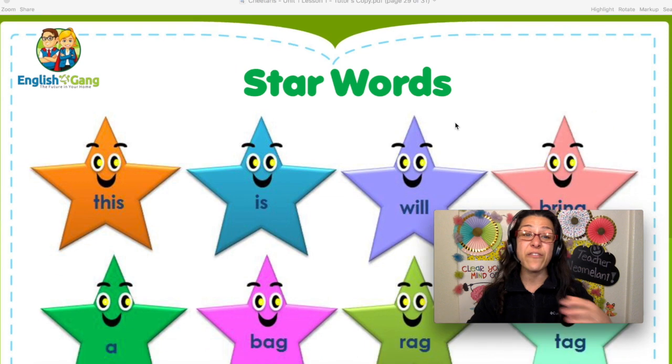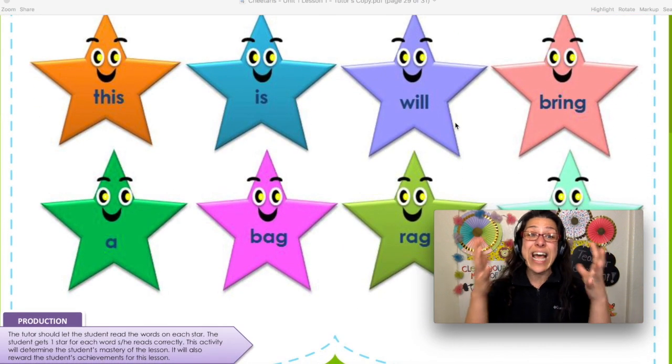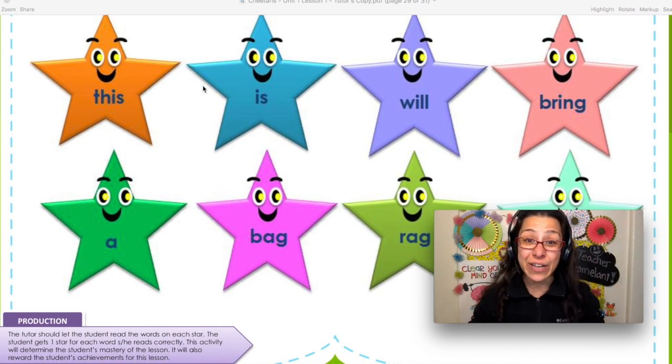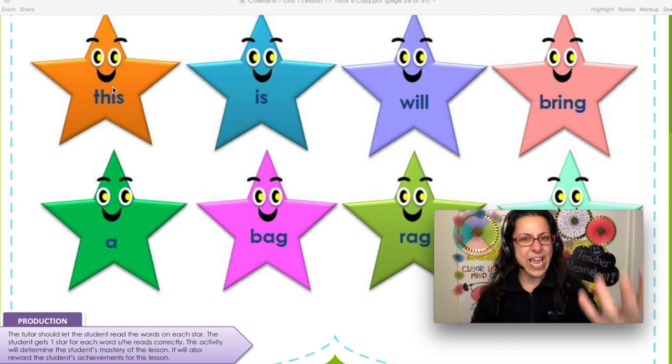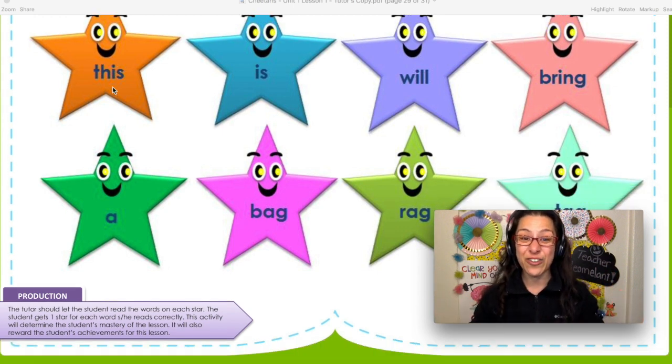And then their star words, have them read their star words and count out how many stars they receive. This, again, is another assessment to assess whether they've retained a good amount of the information, the words that we covered in today's lesson.